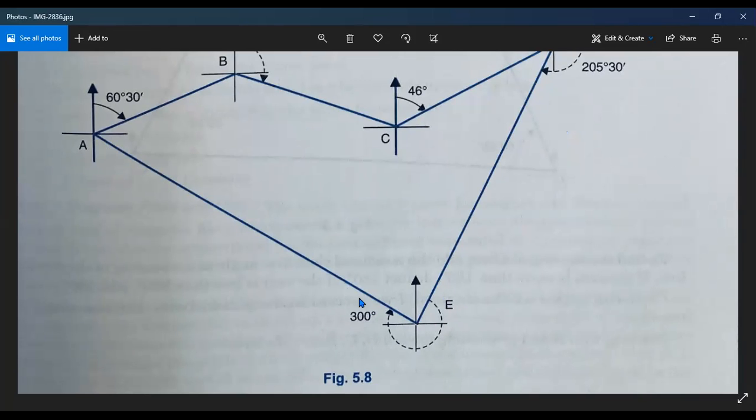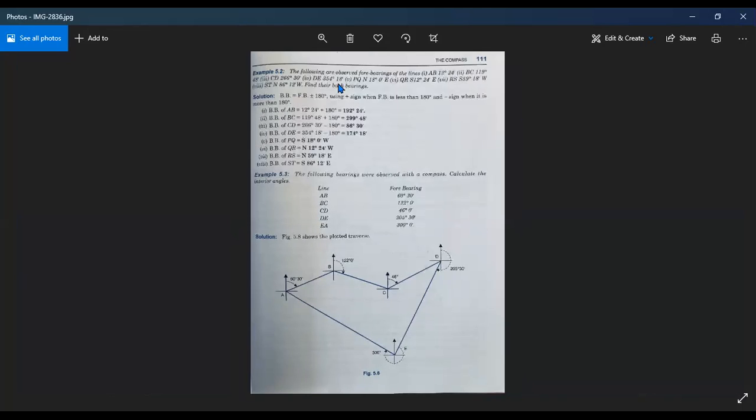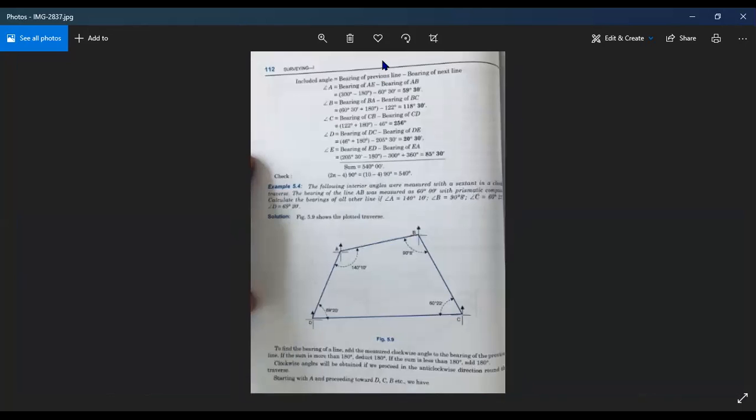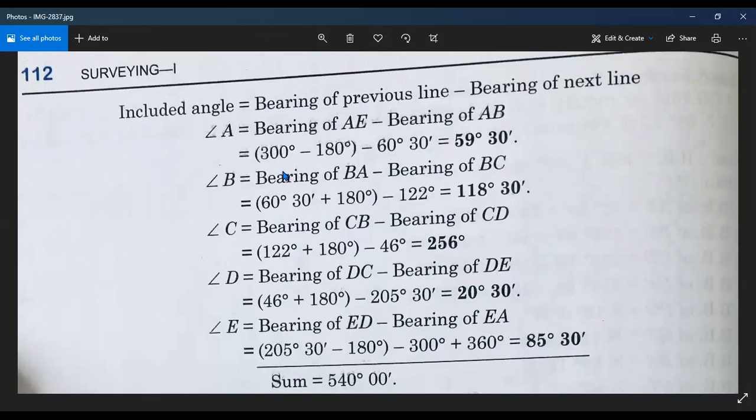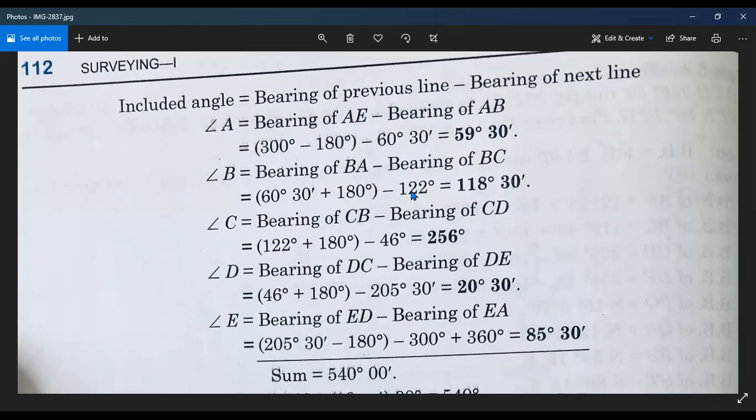The bearing of AE is nothing but the back bearing of line EA. So how will I get the back bearing for line EA? 300 degrees is greater than 180, so I need to deduct 180 degrees. That will be the back bearing of EA, nothing but the bearing of line AE. So the bearing of AE is the bearing of EA minus 180 degrees. Bearing of the previous line minus bearing of the next line gives you the included angle.